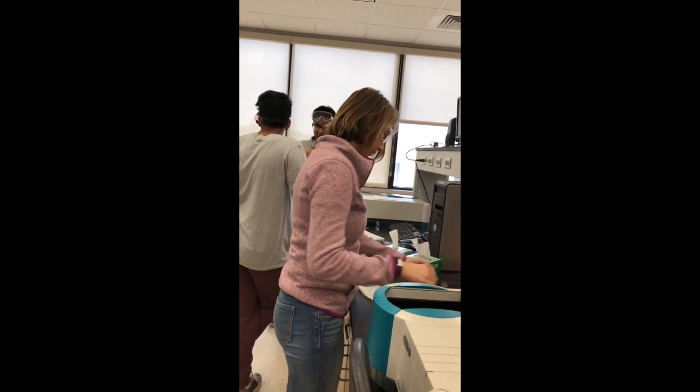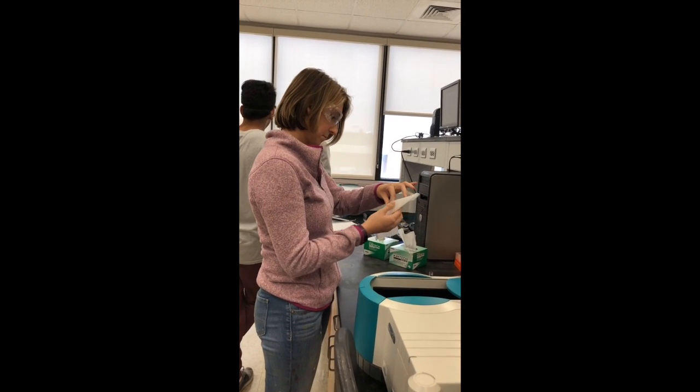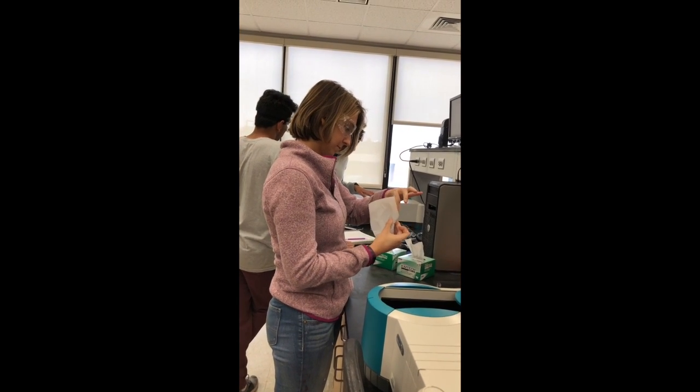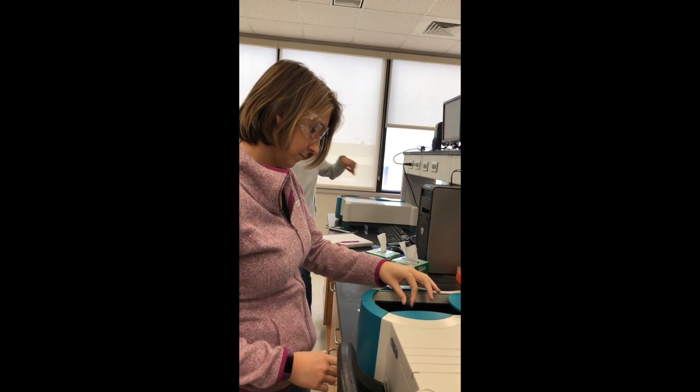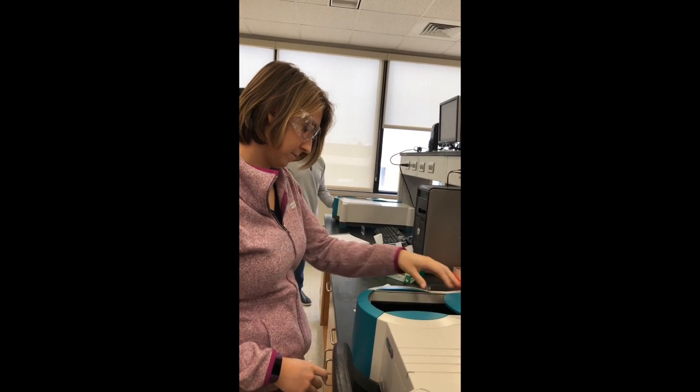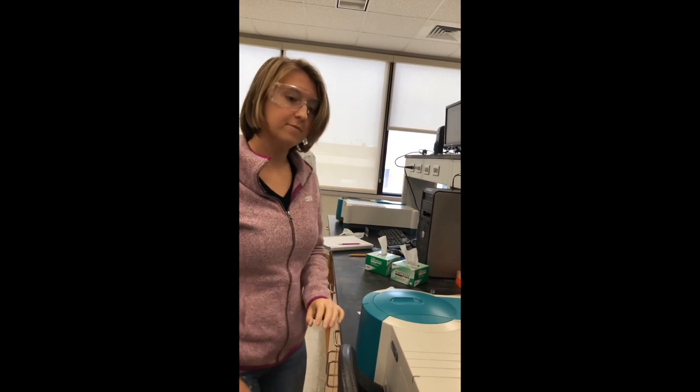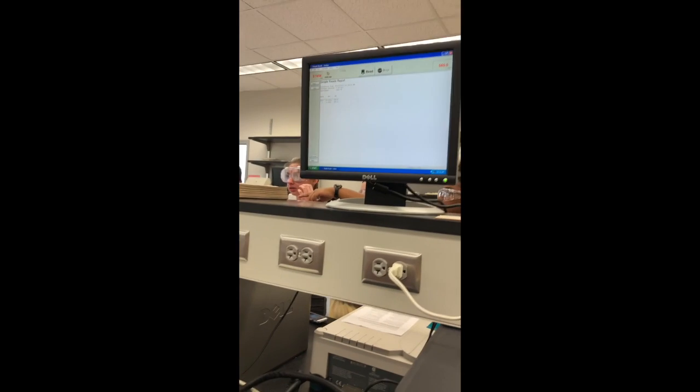It is important that students make sure they put the clean sides of the cuvette in line with the beam of the spectrophotometer. It is also important for students to make sure that they close the door of the spectrophotometer after putting the sample in and after removing the sample.